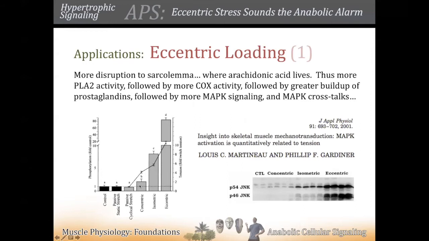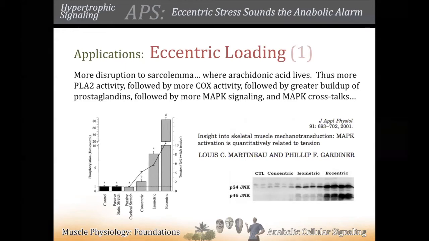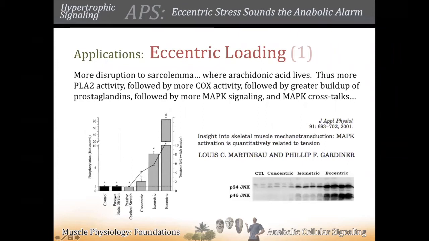So you know the difference between concentric and eccentric, right? Eccentric, you're stretching against a load. The muscle is trying to contract, and while it's attempting to contract, it's being lengthened. That is getting all of this MAPK activation. Control, passive stretch, that doesn't really do much. Concentric, you might as well just go stretching if that's all you're going to do. Isometric, a little bit more.